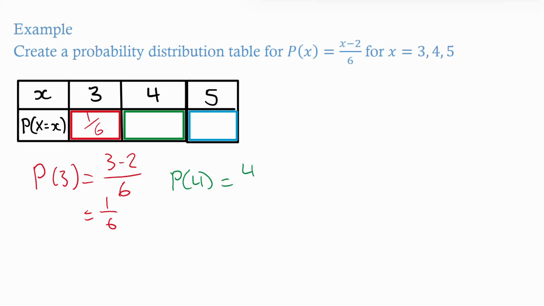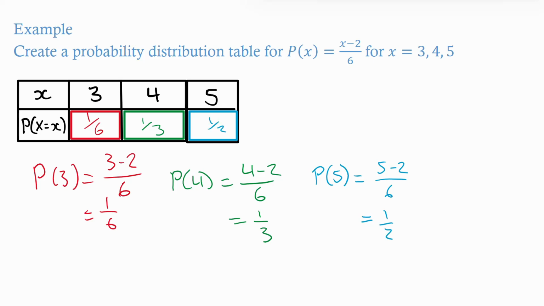So we get 4 minus 2 over 6, so we get 1 over 3. And lastly, let's do the blue, the probability of 5. And we get 1 over 2. Now, if you look there, each of those would add up to give us 1. So that's our whole probability distribution.